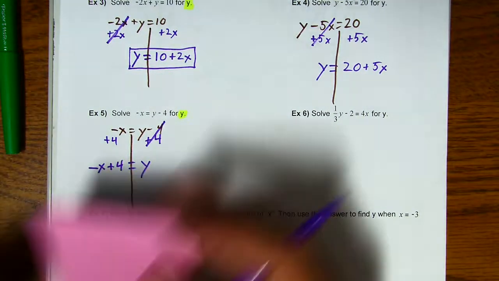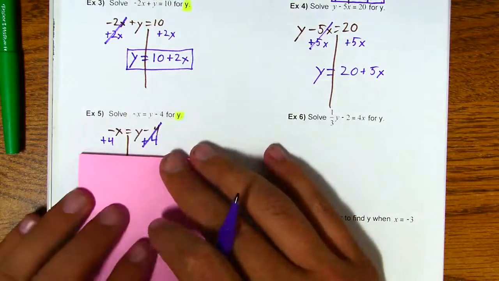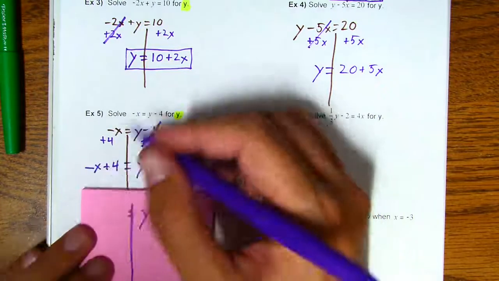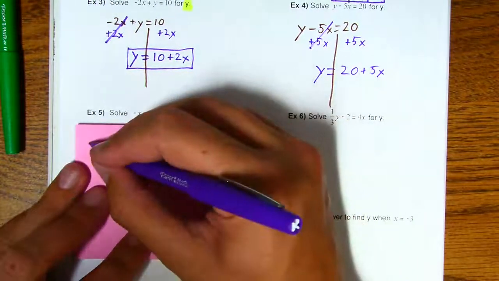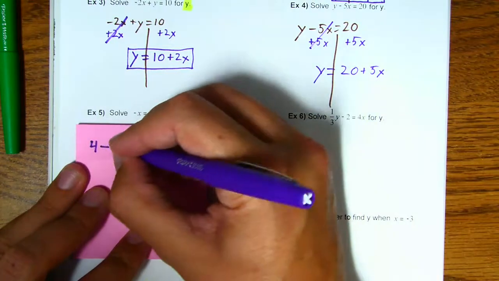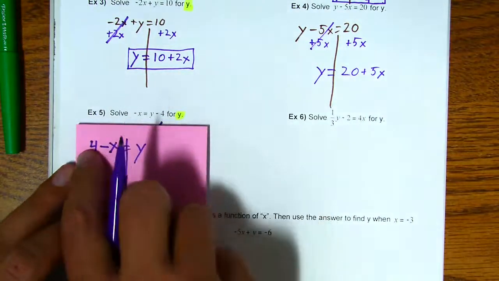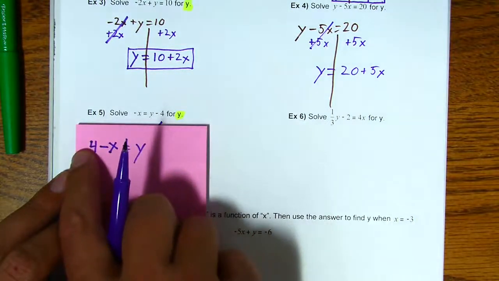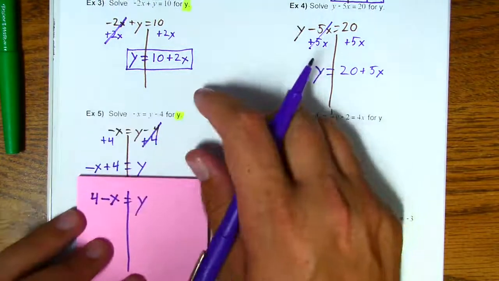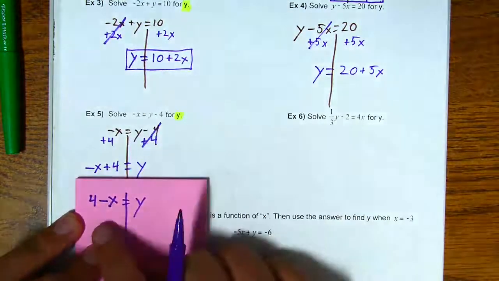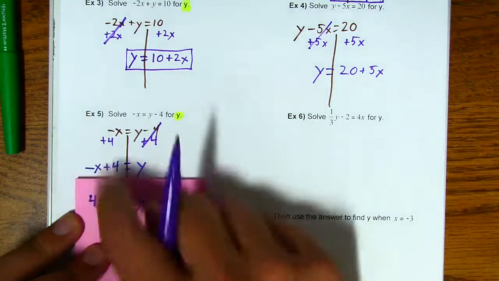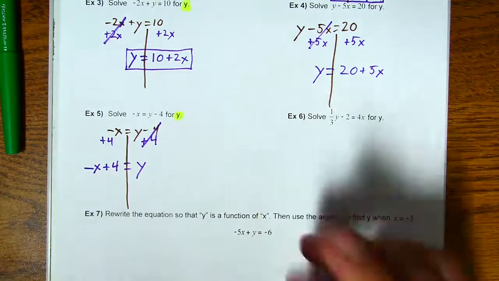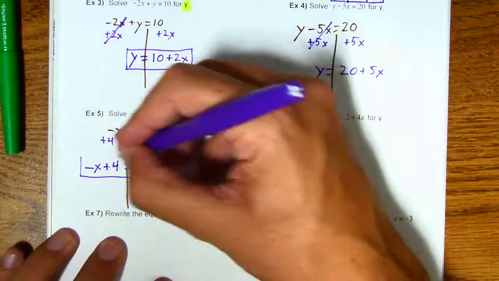Another way you could have written this is y equals, instead of negative x plus 4, you could have put 4 minus x, right? Because there's nothing to the left of the 4, I know it's positive. That's how you know it's positive. When there's nothing to the left, if there's no negative sign, it's positive. So negative x plus 4 and 4 minus x, it's actually the same thing. They're just in two different orders. Either one is perfectly acceptable, perfectly fine. That's your answer.